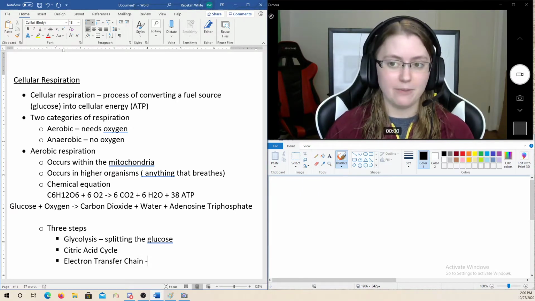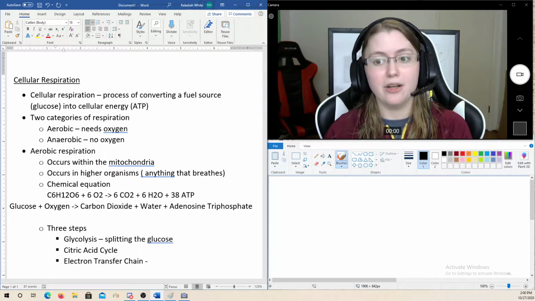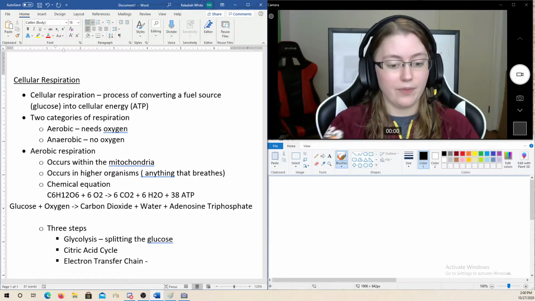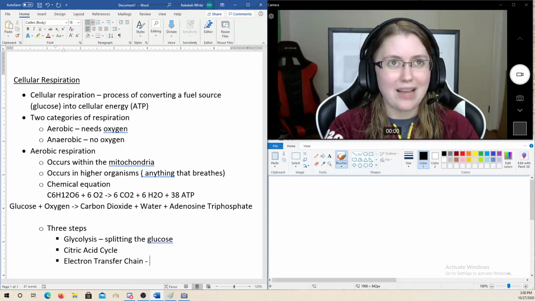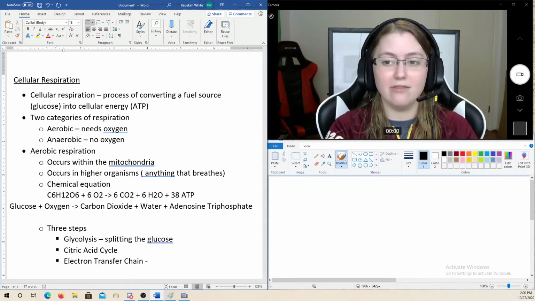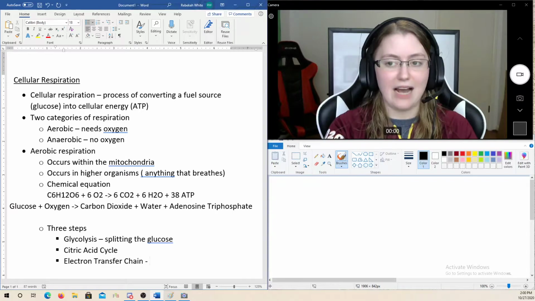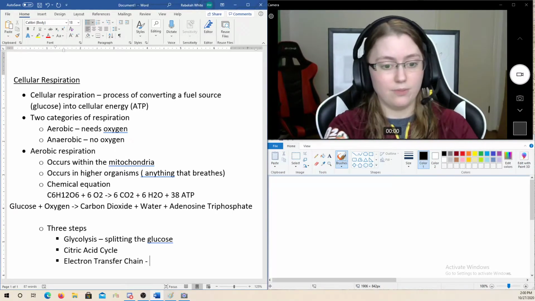And this electron transfer chain is the big payoff moment of aerobic respiration. It's the reason that higher organisms shifted to aerobic respiration as opposed to anaerobic respiration. And that's because this is going to churn out like, I think it's 28 to 30 of the 32 to 38 total ATP that are produced. So it's producing the vast majority of the ATP of these 3 steps.